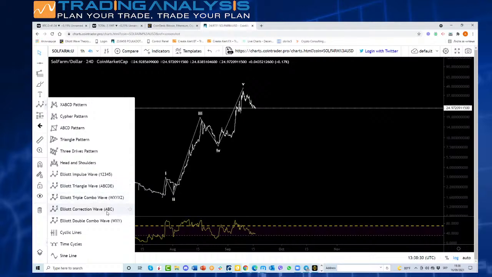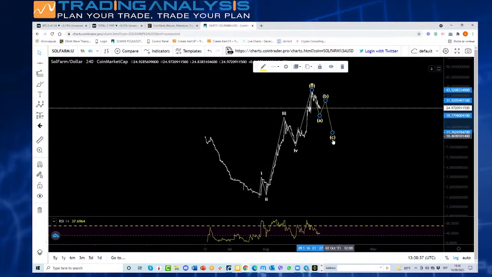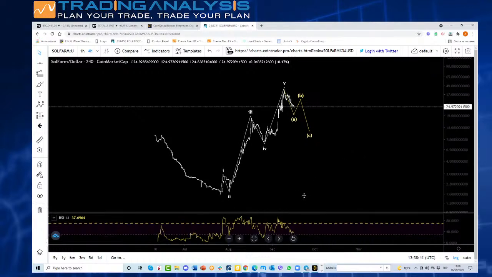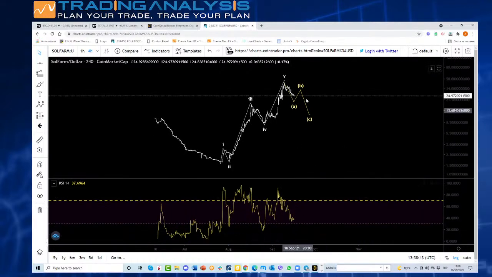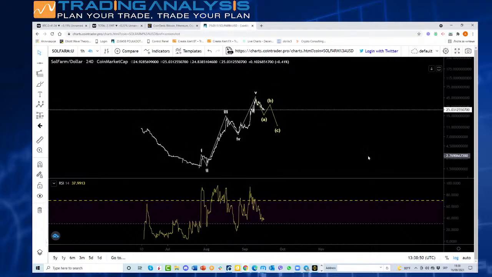Maybe the pullback will be something like 5 waves down in A, up in B, down in C, and then a further move or a continuation on the upside. So it looks nice. I would also look for this RSI to come lower on the higher time frames, but definitely a bullish chart after the pullback is complete.